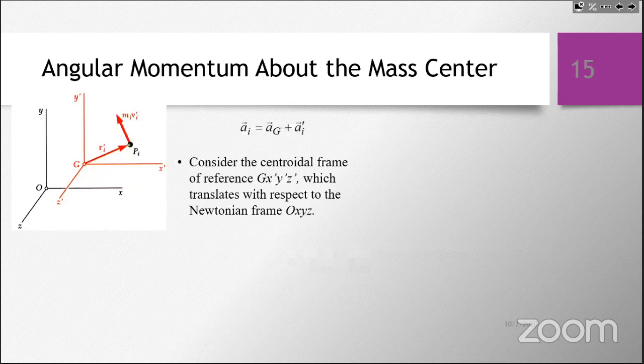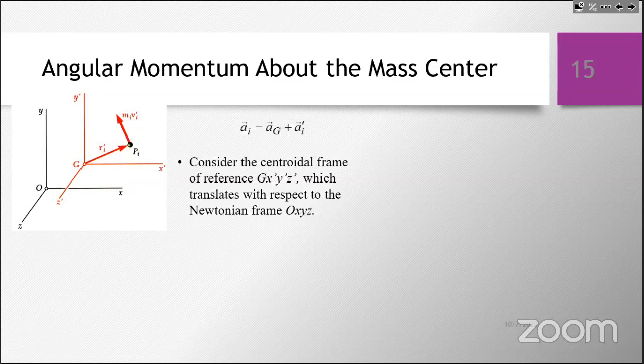So, angular momentum about the center of mass. Well, hey, look at this. This is my origin, my global coordinate system. And then I've got my system of particles that has a center of gravity here at G. And I can figure out where particle i is in relationship to that. And so I can say that the acceleration of my particle i is equal to the acceleration of the center of gravity plus the acceleration of that particle i, which we call a_i prime.